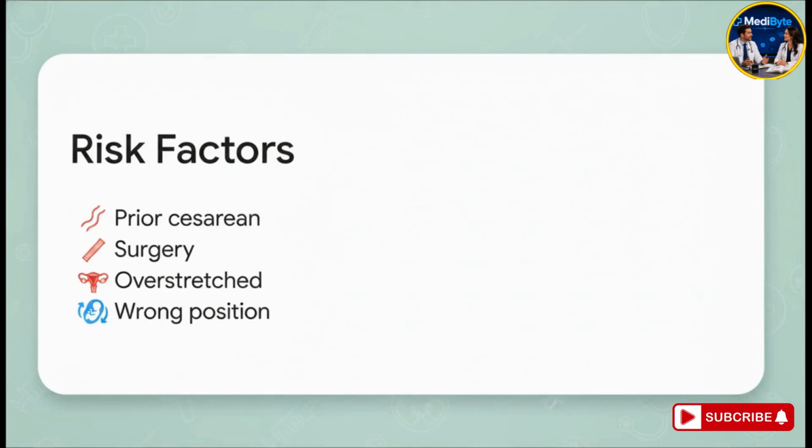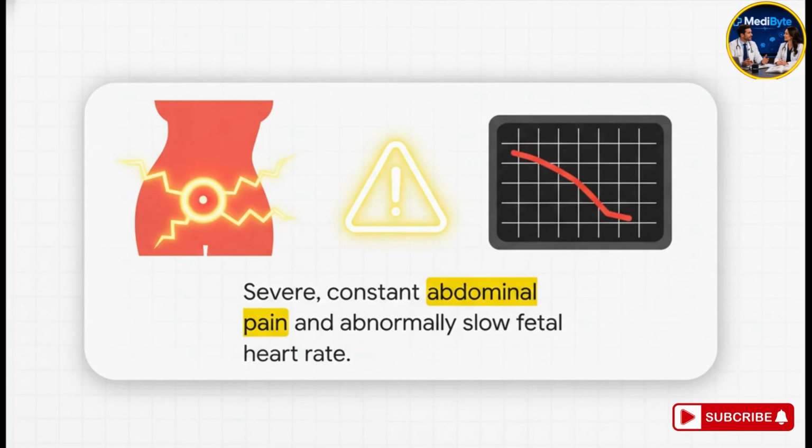The thing is, these ruptures rarely just happen out of nowhere, without warning. They are overwhelmingly linked to prior conditions. The most prominent risk factor? A previous cesarean delivery, especially if the current labor is being artificially induced. Other risks include things like prior uterine surgeries that leave behind vulnerable scars, an overstretched uterus, maybe from excess amniotic fluid or multiple fetuses, or even mechanical stress from a doctor having to physically turn a fetus that's in the wrong position.